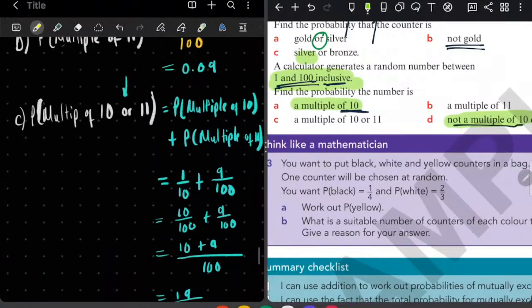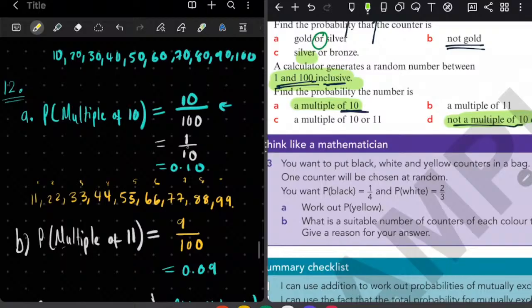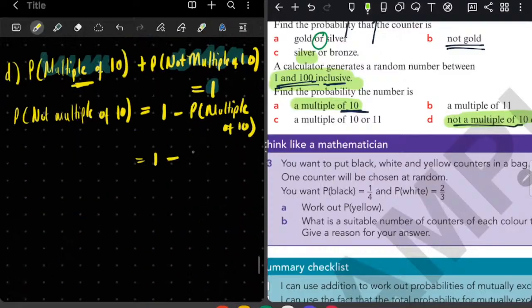We got it somewhere here. Yes, it was what? 10 over 100. Okay, good. Multiple of 10 was 10 over 100, or 1 over 10. So it's 1 minus, we can say 0.1. 1 minus 0.1, we get 0.9. Are we together? Vic? Okay. Anyone with a question?